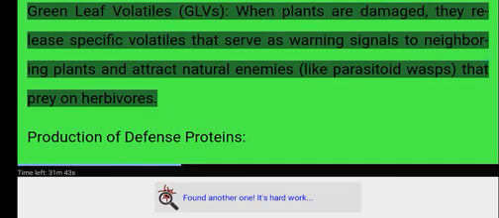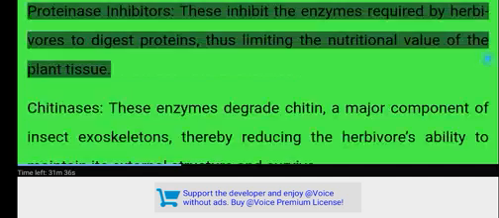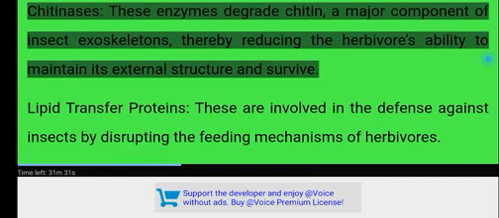Green leaf volatiles (GLVs). When plants are damaged, they release specific volatiles that serve as warning signals to neighboring plants and attract natural enemies like parasitoid wasps that prey on herbivores. Production of defense proteins. Proteinase inhibitors. These inhibit the enzymes required by herbivores to digest proteins, thus limiting the nutritional value of the plant tissue.